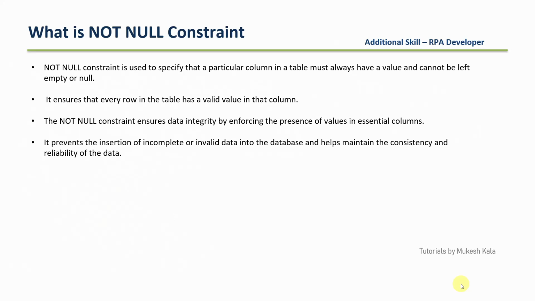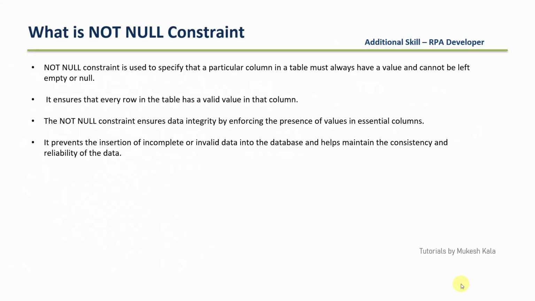Now, what exactly is this constraint when we say not null, right? So, the not null constraint is used to specify that a particular column cannot be left empty or cannot have a null value. For example, I am creating a table, and in that table there are some columns which cannot be null or empty. I want to make sure that the column at least has a value. I can always have a constraint which is called a not null constraint.